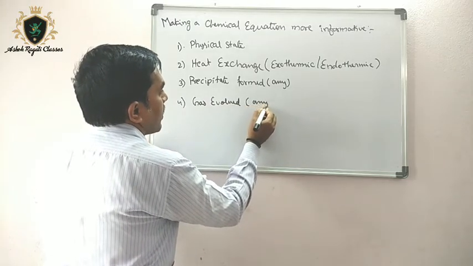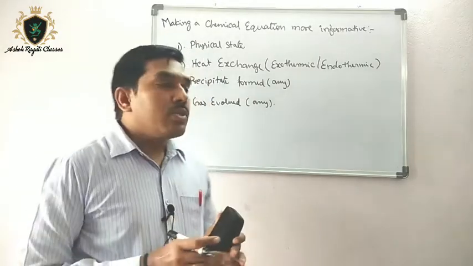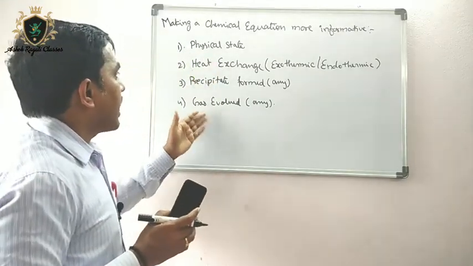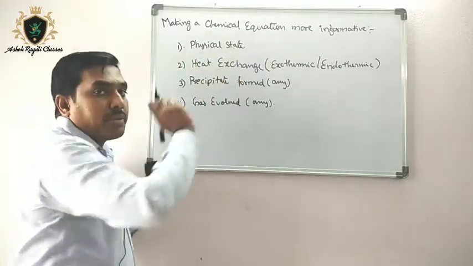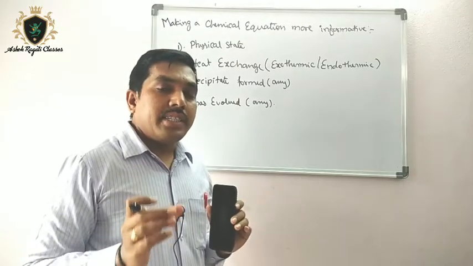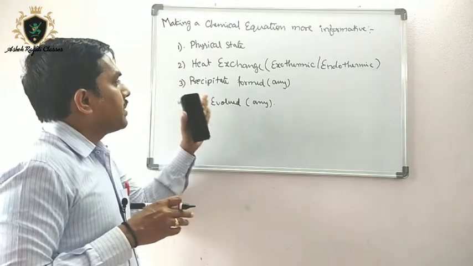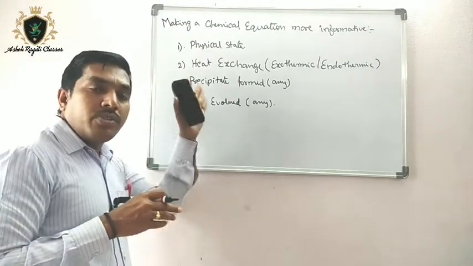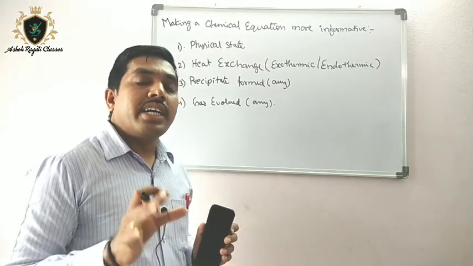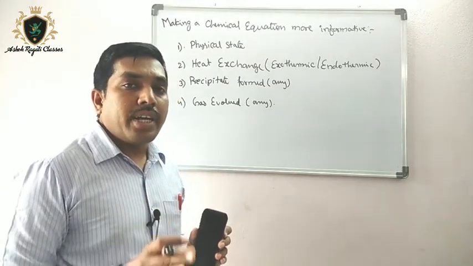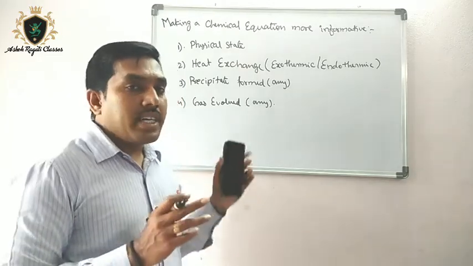So how do we make our chemical equation more informative? If you mention these four characteristics in a given equation, that is the state of reactants and products, the heat exchange, precipitate formed, and gas evolved, then that equation gives a clear idea about the reactants and products and how the chemical change is taking place. We will discuss one by one.